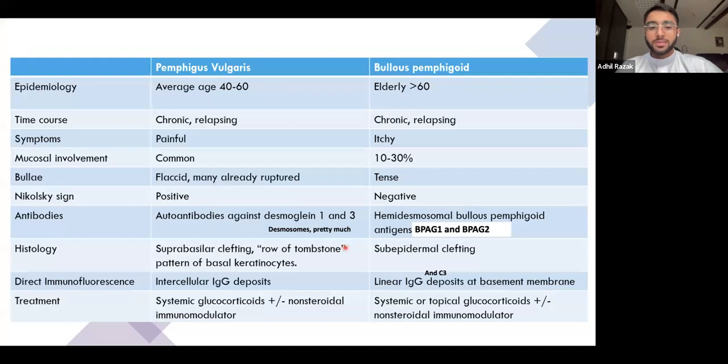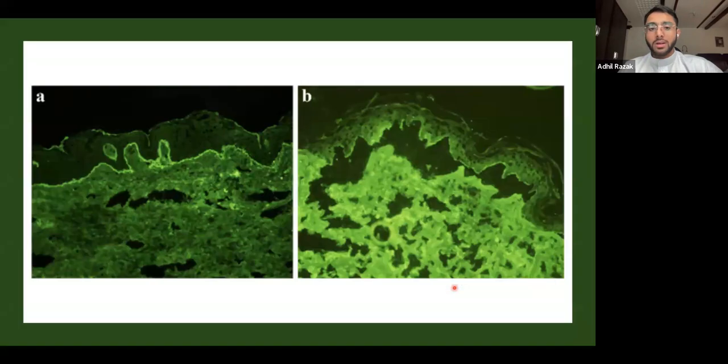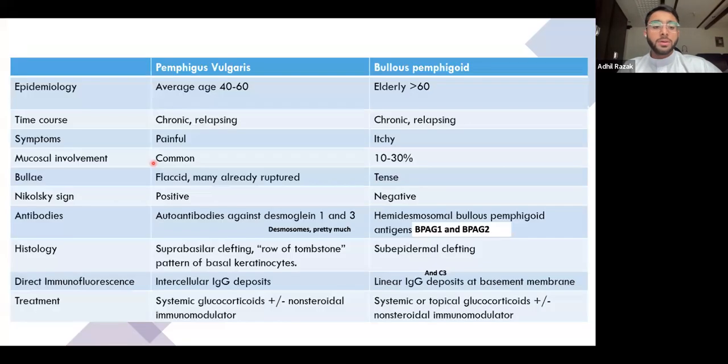For the direct immunofluorescence, in bullous pemphigoid, right here, you see IgG and C3. The complement C3 is also deposited right here. But for pemphigus vulgaris, it is only IgG. Treatment is similar for both of them. It's systemic glucocorticoids or non-steroidal immunomodulators. But for bullous pemphigoid, they could also use topical glucocorticoids, something to apply on the skin. But pemphigus vulgaris being more serious, you highly rely on systemic glucocorticoids.